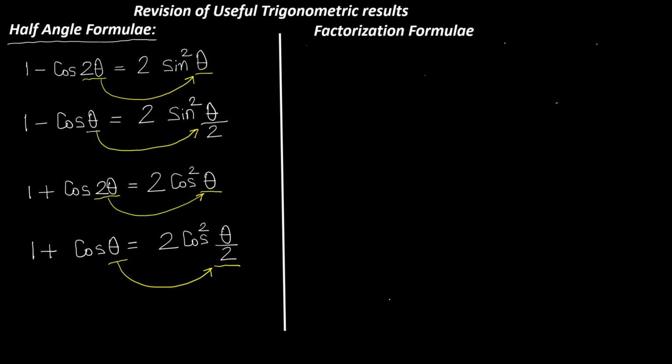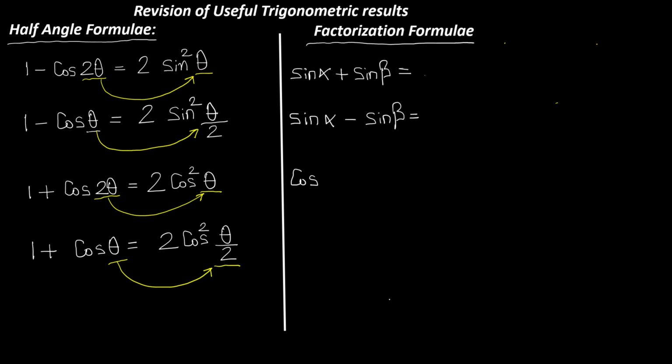The other type of formulas that we'll be using are factorization formula. So in factorization formula, we have 4 results. So the first result is sine alpha plus sine beta, and we will look at how the formula becomes. The other result is sine alpha minus sine beta. The third one is cos alpha plus cos beta, and the final one is cos alpha minus cos beta.